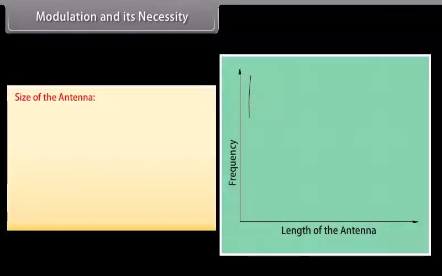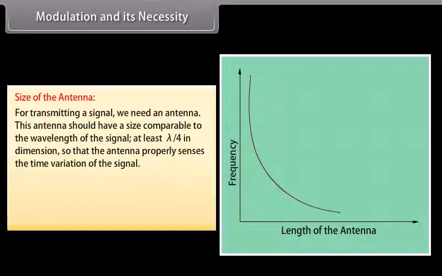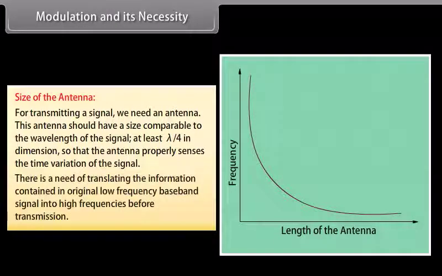Size of the antenna. For transmitting a signal, we need an antenna. This antenna should have a size comparable to the wavelength of the signal, at least lambda by 4 in dimension, so that the antenna properly senses the time variation of the signal. For an EM wave of frequency 30 kHz, the wavelength lambda is 10 km. It is not possible to construct and operate such a long antenna. Therefore, there is a need of translating the information contained in the original low-frequency baseband signal into high frequencies before transmission.